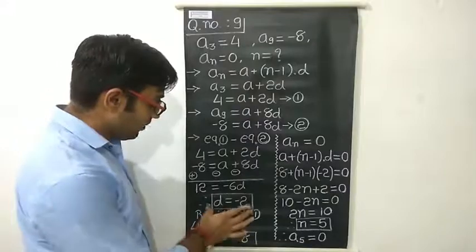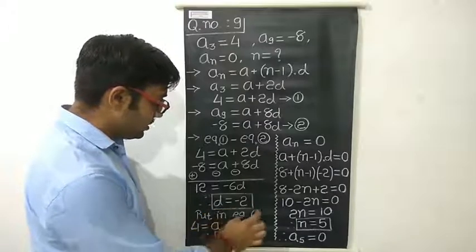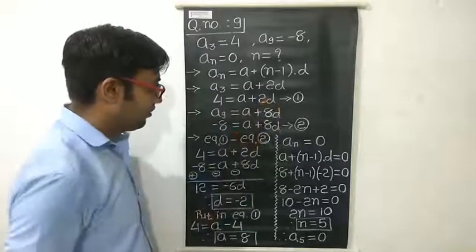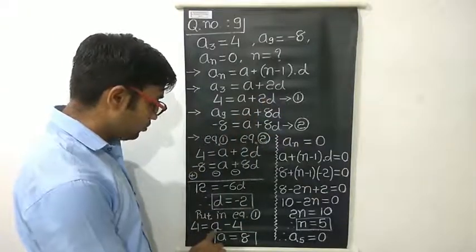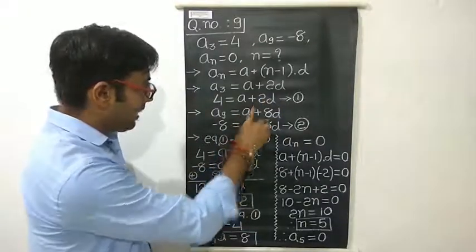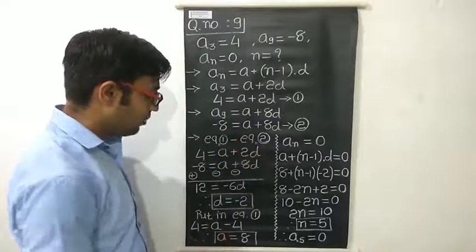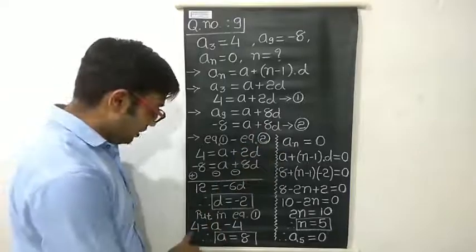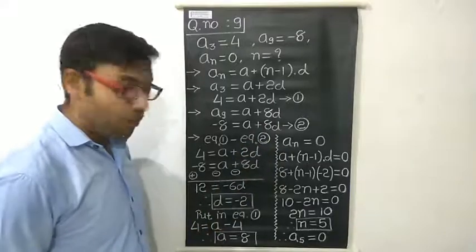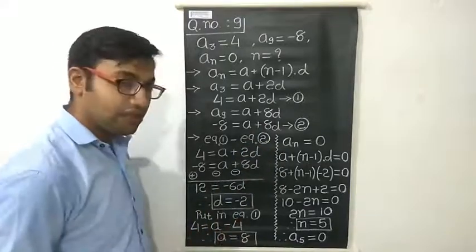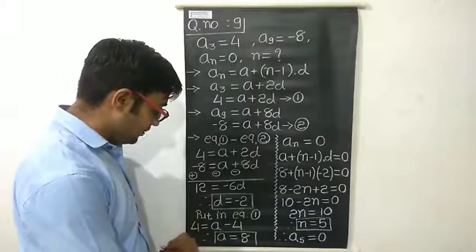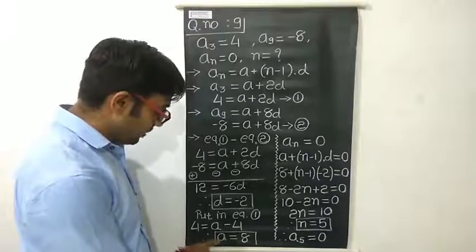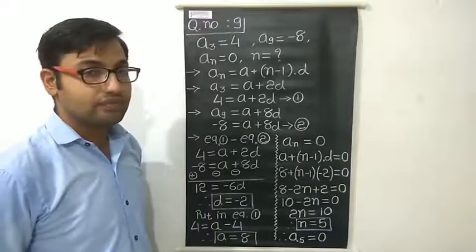Now to get the other variable's value, we will put this in equation number 1. By putting the value of d here, we get 4 is equal to a minus 4, because minus 2 into 2 is equal to minus 4. So we get 4 is equal to a minus 4. Taking this 4 to the left hand side, it is added with this 4, and we get a is equal to 8. Now we have both the values a and d.